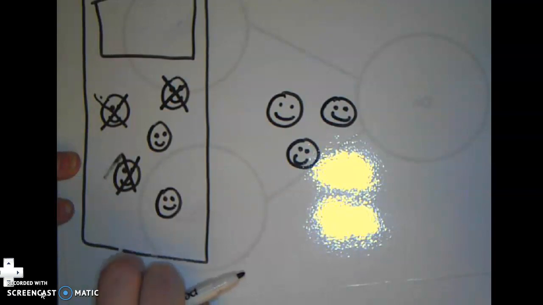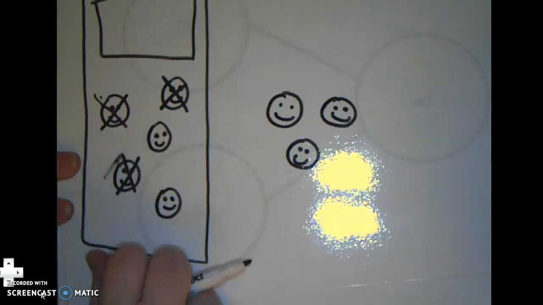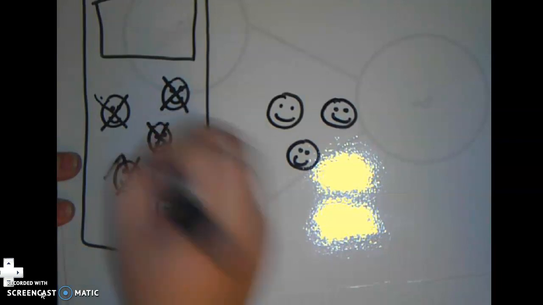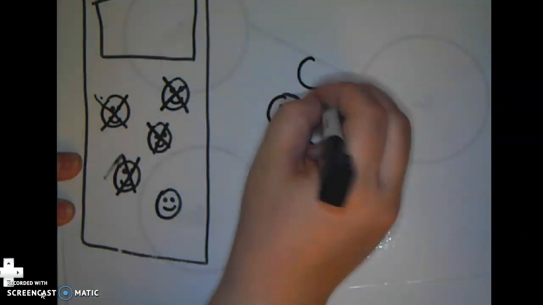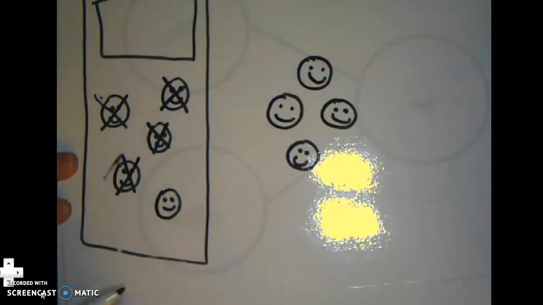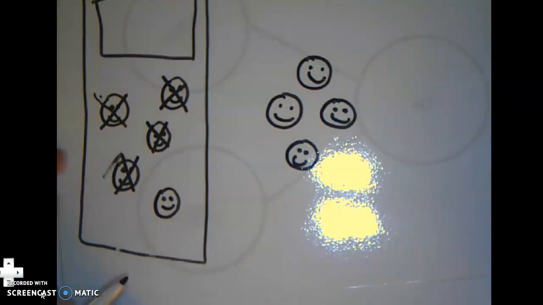Alright, let's see. 2 little monkeys jumping on the bed. One falls off and bumps his head. Mama calls the doctor. The doctor says, "No more monkeys jumping on the bed."